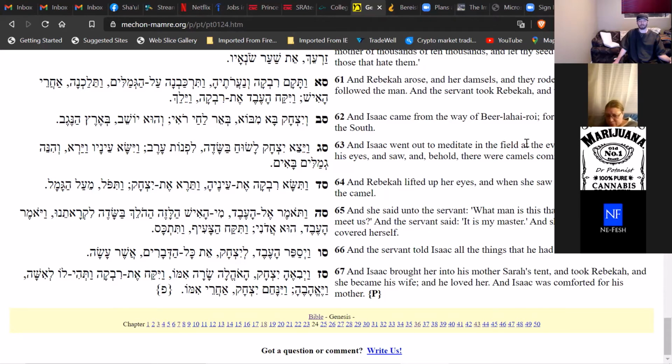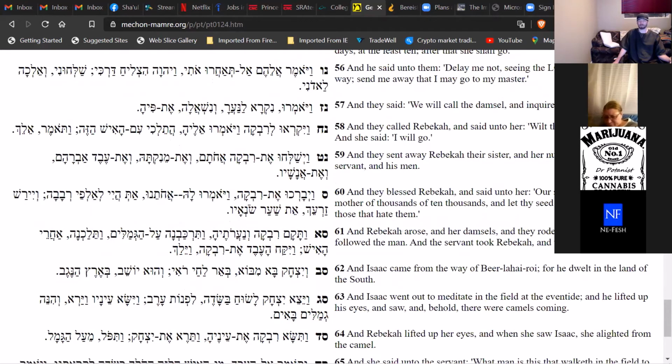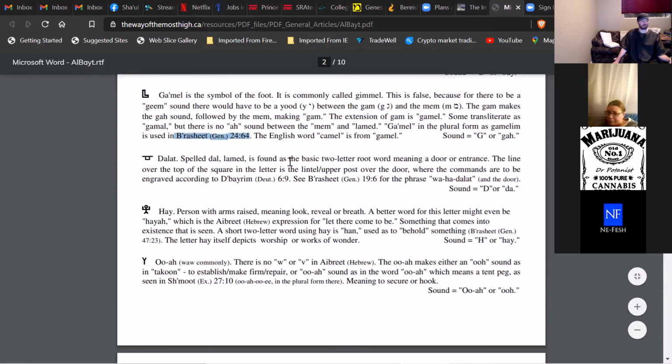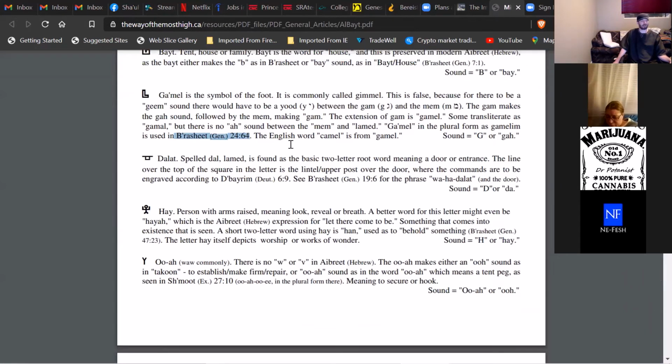So I'll go down now back to our document. Again, this document is on the website, thewayofthemosthigh.ca, and the document is called Aibreet. It's linked on my Aibreet page. So Aibreet, aka Hebrew, is where you'll find all stuff about Hebrew on my site. And you can go through this document as well.